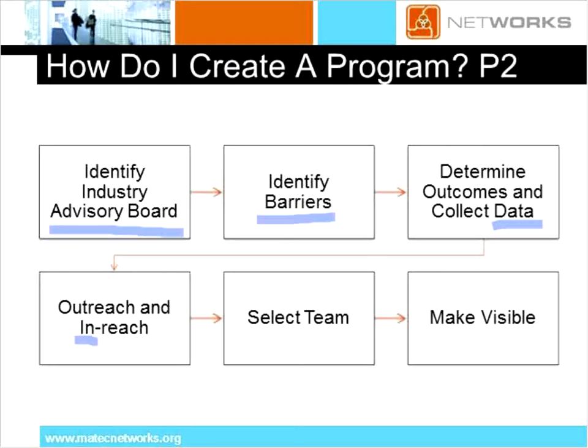Outreach and inreach, right? So the inreach I was talking about was going into our current student population. Are there people in our current student population who we can pull out and address their basic skills needs and increase their success? And of course, selecting your team, who are the right people to work with this. And the last thing I'll end on this side with is making it visible.